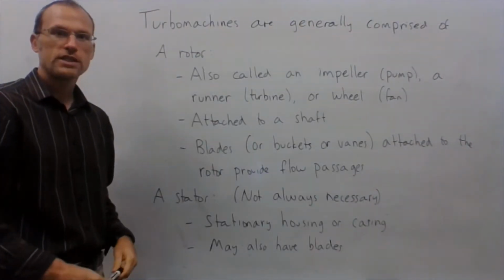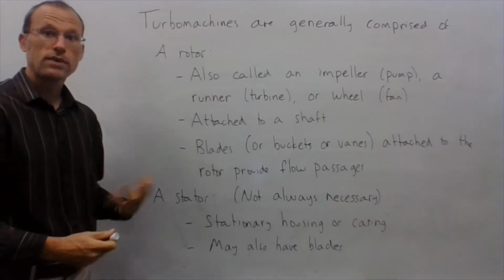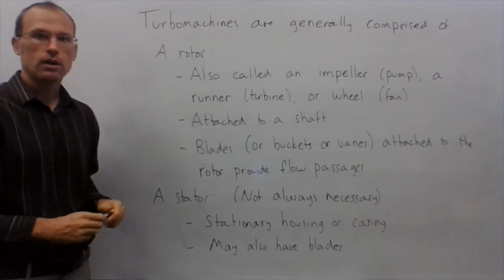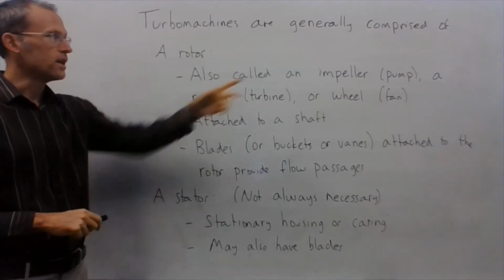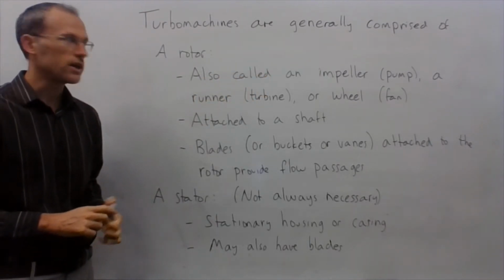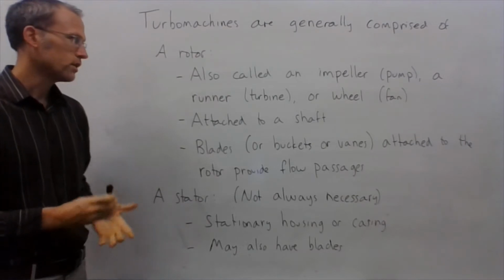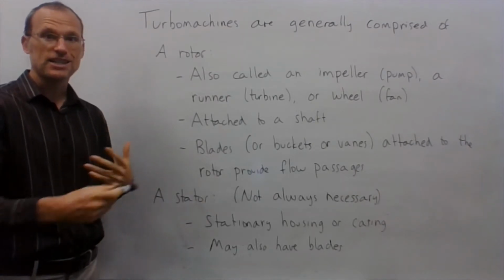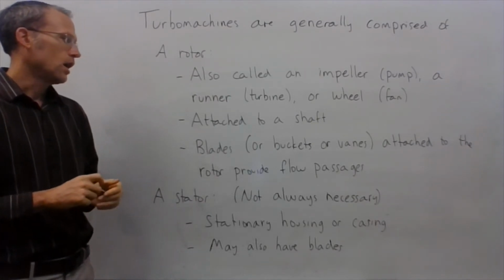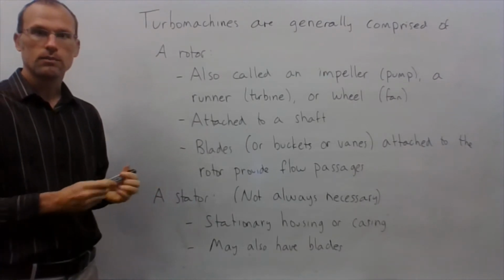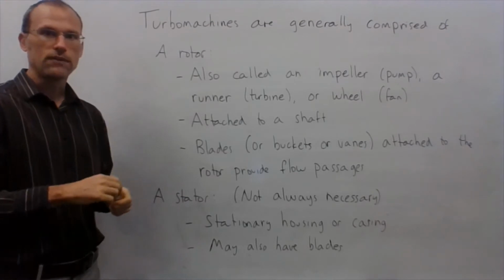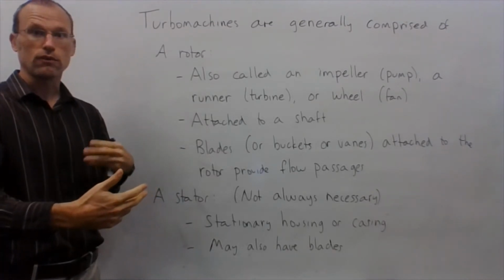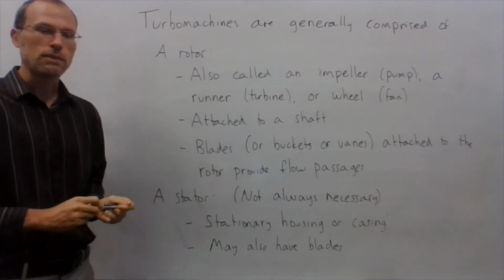So generally turbo machines have two parts to them. There's the rotating part called the rotor. Depending on what kind of turbo machine we have, we call it different things. In a pump it's called an impeller, in a turbine a runner, in a fan a wheel. So this guy is the thing that's actually attached to the shaft and rotating around. It has blades on it, or fibers of vanes, which provides flow passages, so those vanes are pushing the fluid around, or the fluid is pushing those vanes around to create the power.